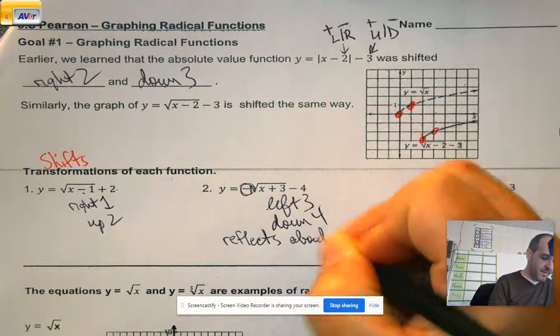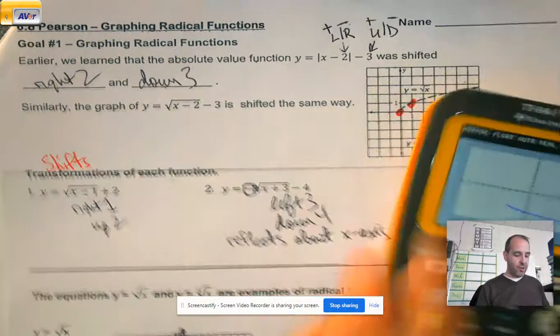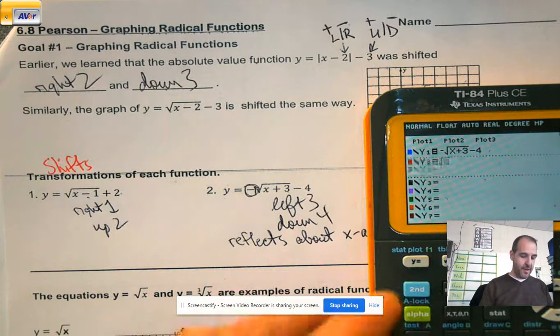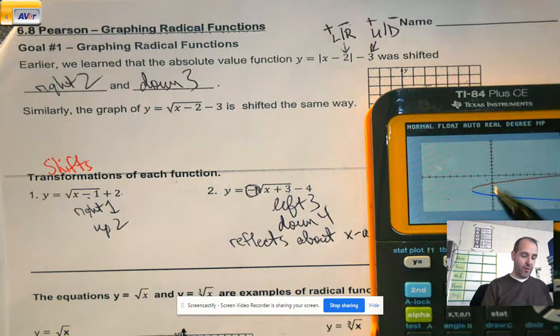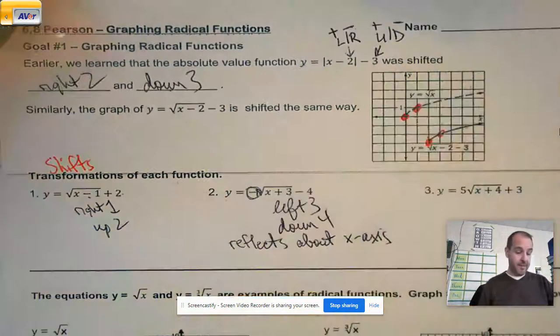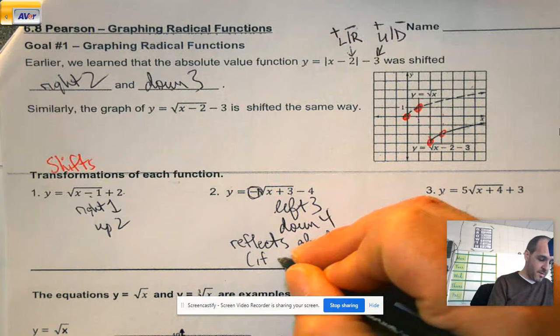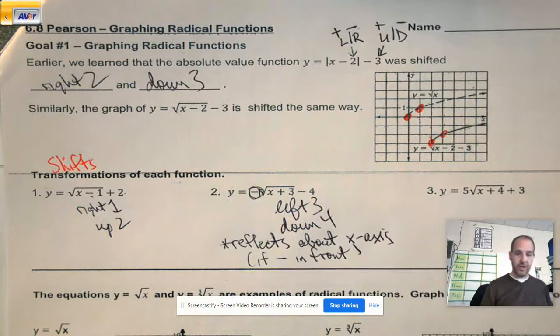about the x-axis. Because what's happened with that negative is, when I look at the graph of it, versus let's say I redid that and I just wrote it without the negative. So x plus 3, right arrow, minus 4, and I graphed it. Okay, this one moved down and left, like I have here, but it still opened upward. This one's opening down. It's flipped. It's reflected. Okay, that's what the negative does. So if there's a negative in front, that's going to be a reflection.